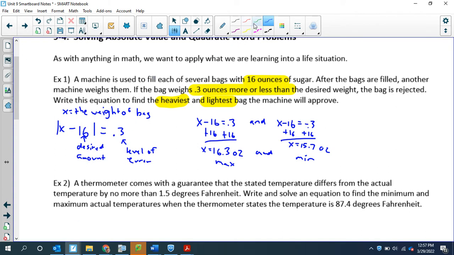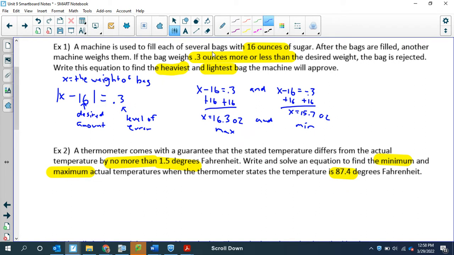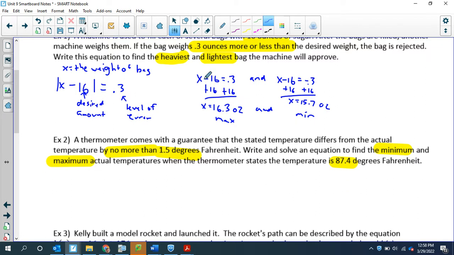So as we go to our next problem, it says a thermometer comes with a guarantee that the stated temperature differs from the actual temperature by no more than 1.5 degrees Fahrenheit. Write and solve an equation to find the minimum and maximum actual temperatures when the thermometer states that the temperature is 87.4 degrees. So again, we have this minimum and maximum thing going on. So we're going to say x equals the temperature.